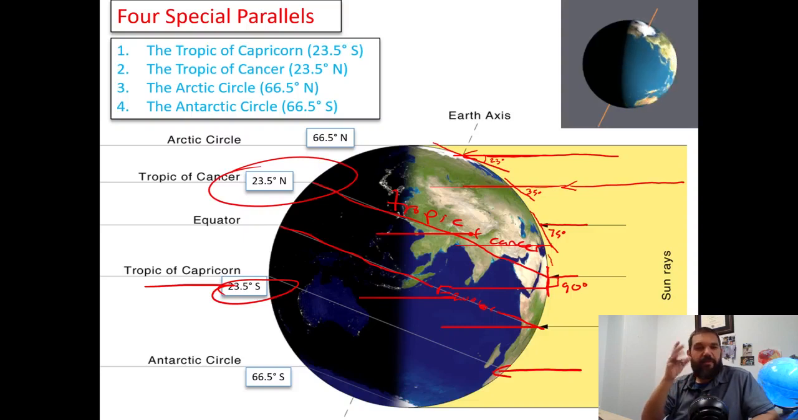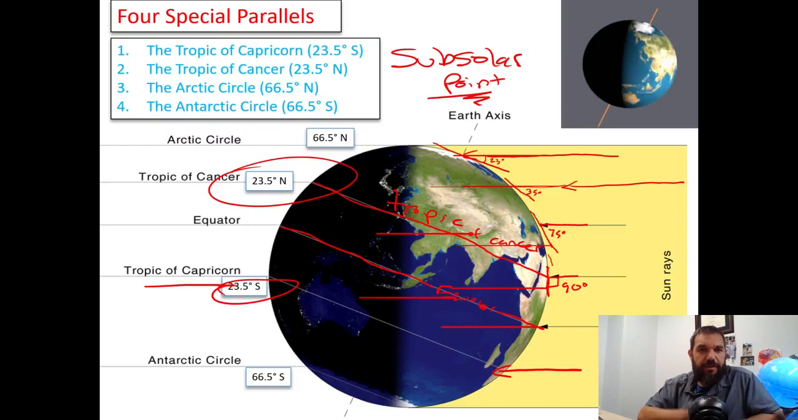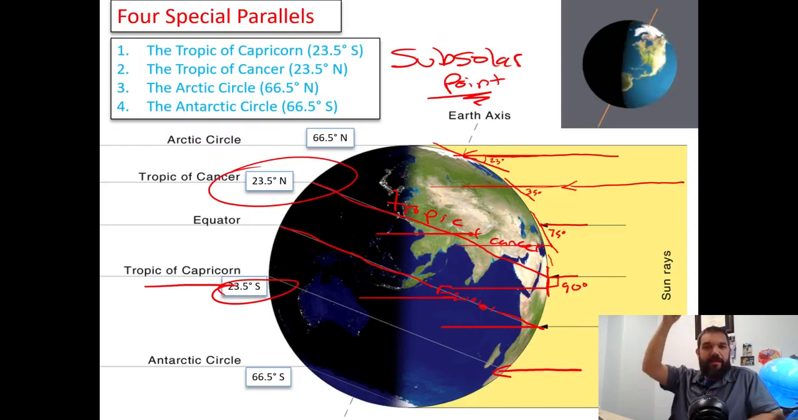So that's why we have the tropics. The sun is going to migrate between where the sun is directly overhead. By the way, we have a special name for that. It's called the subsolar point. I don't have a question about the subsolar point, but it's a really good thing to write down on your lecture assignment and remember what this means. It's the latitude at which the sun is directly overhead.